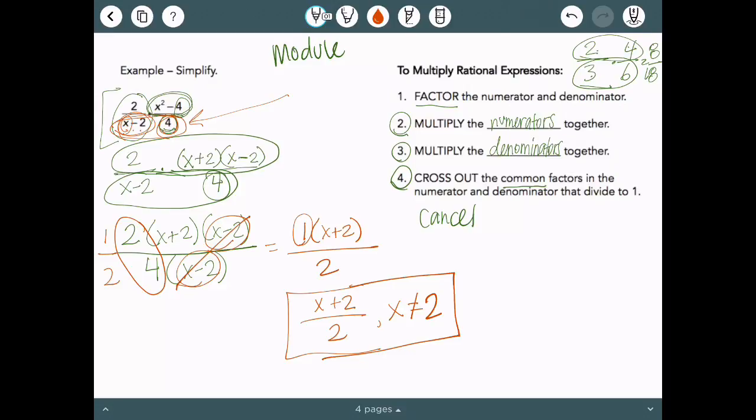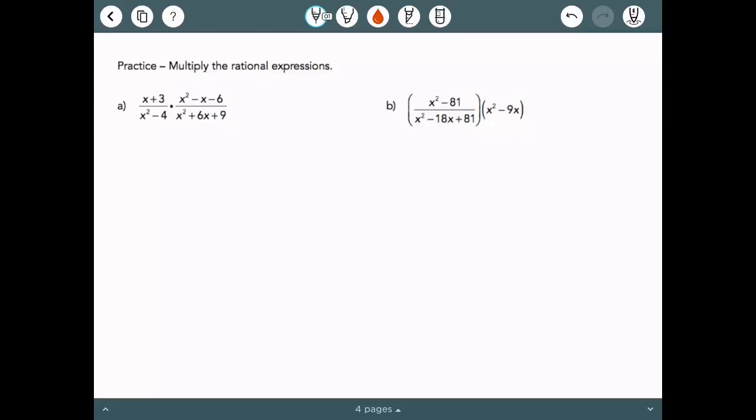Go ahead and look down at the bottom, and you'll see 2 more practice problems. At this point, if you're feeling confident, you can pause the video and work on them yourself. Otherwise, I'm going to keep talking.